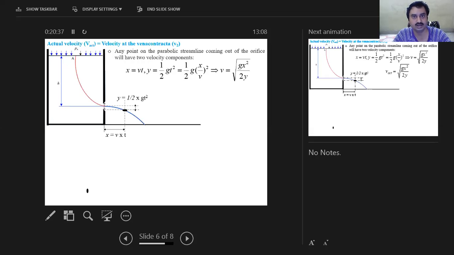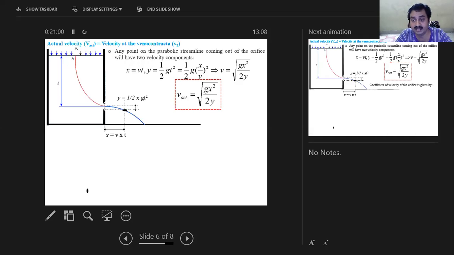That means velocity, this v, is nothing but our actual velocity. That is what we are trying to measure experimentally. So x is equal to vt, y is equal to half gt square. If I replace t by x by v, I get this. So v will be coming to be square root of g square by 2y. This will be given by the actual velocity.